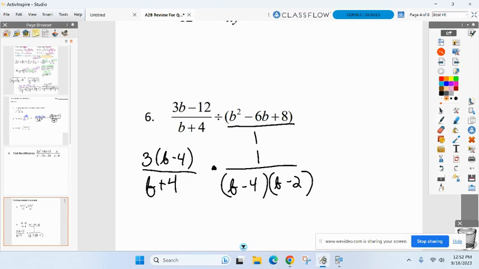Very common mistake always on the first quiz. Are these two opposites right here? No. Why not? What's the sign on the b's? They're not opposite. They're positive. They're both the same, so I cannot cross those out. But I can get rid of those two. And I think that's it, right? All right. So on top, I'm left with a 3. On the bottom, b plus 4 and b minus 2.